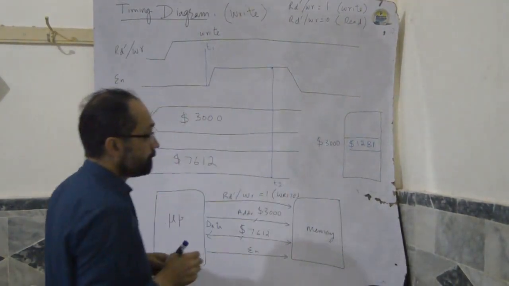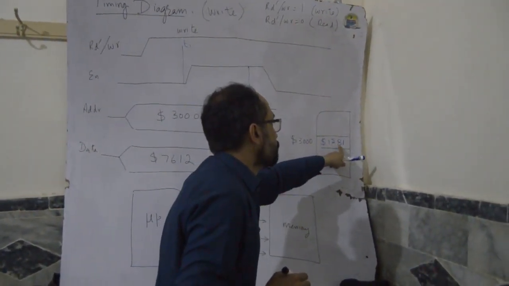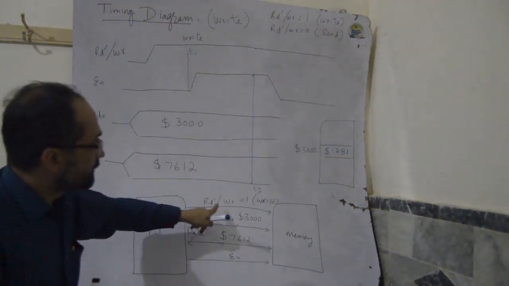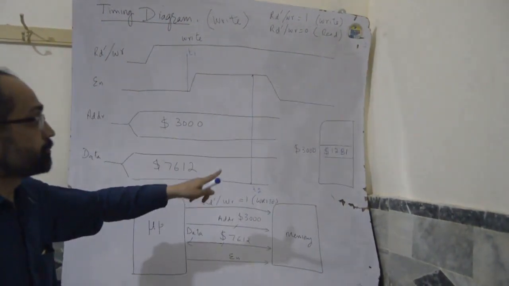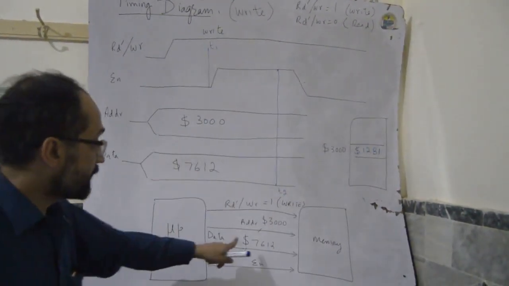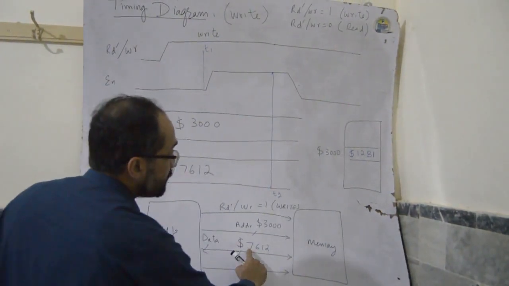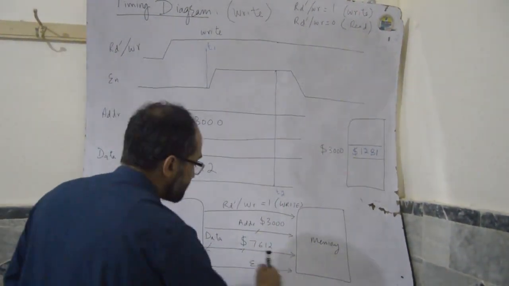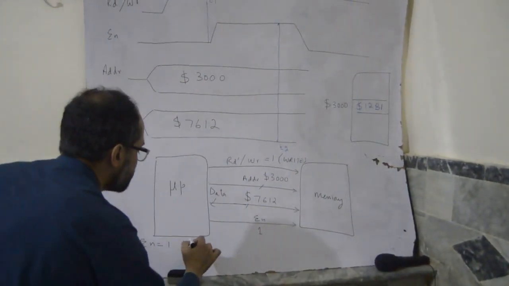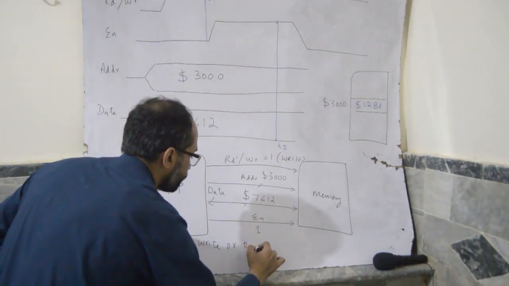At an address $300, the content of this memory location is 12b1, and microprocessor wants to overwrite this value. So if it asserts the signal read write bar to 1, it means it wants to perform a write operation at address $3000, and the data that microprocessor wants to write is $7612. So the direction of the data will be from microprocessor to memory, and the new data is 7612, and enable signal is 1. So if enable signal is 1, it means microprocessor can either perform a read operation or a write operation.